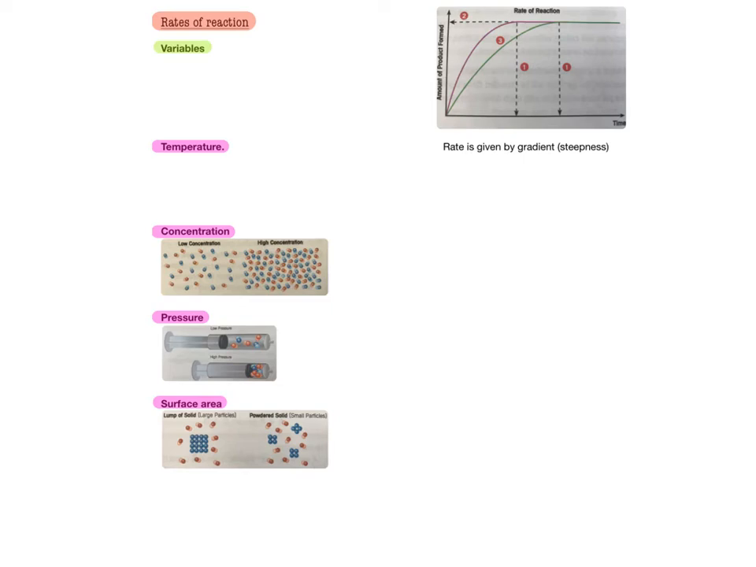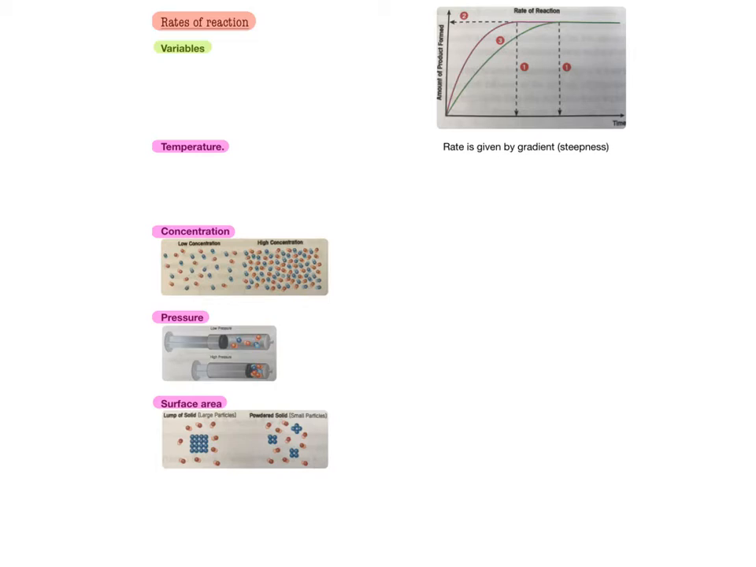So in this video we are looking at how we can vary a rate of reaction. We're looking at what variables we can use to change the rate of a reaction, i.e. to speed up or slow down a reaction. And we're going to look at why those variables do what they do.